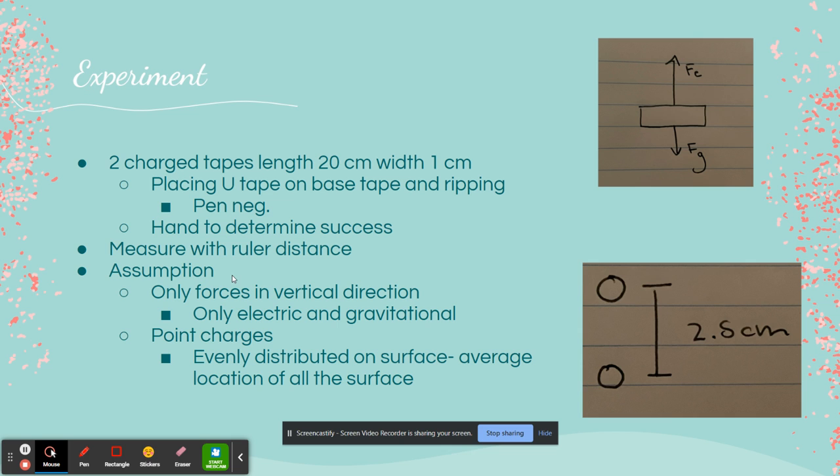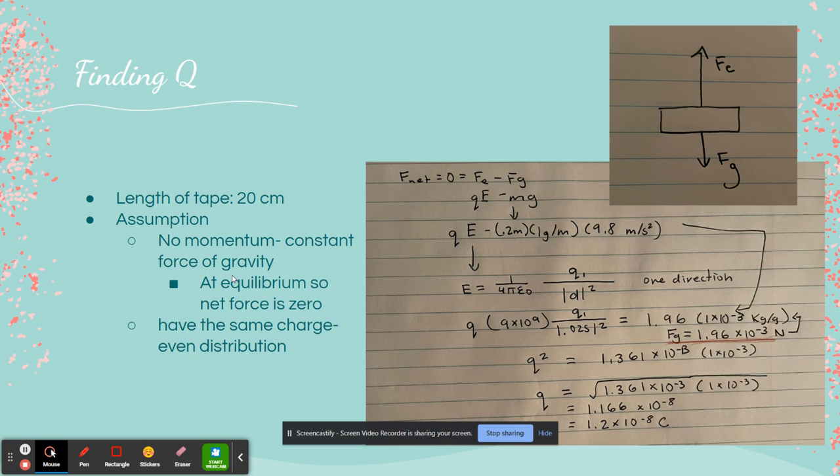We used a ruler to measure the distance, and we assumed that the only forces are in the vertical direction, and that the only forces acting on the tape are from within the system, the two tapes, and not from the surrounding area. We treated the tapes like point charges because the charges are evenly distributed on the surface.